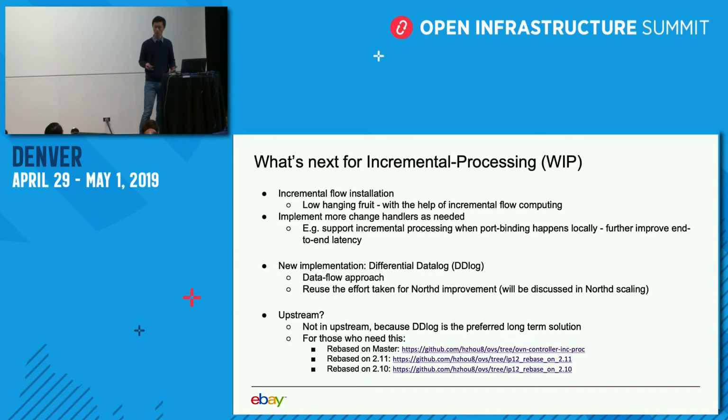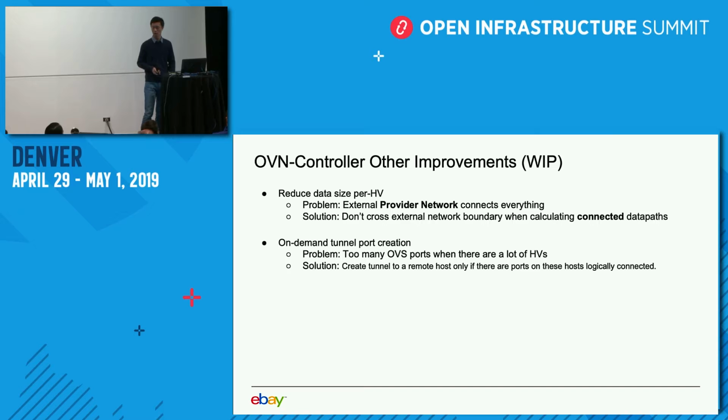But there's some people actually asking me for the patches because they want this feature immediately, because the data flow DD log implementation will definitely take some time. So for someone who needs this, here's some link and rebased on the branches. And there's some other improvements potentially can be done and work in progress. I would just skip it because of time reason.